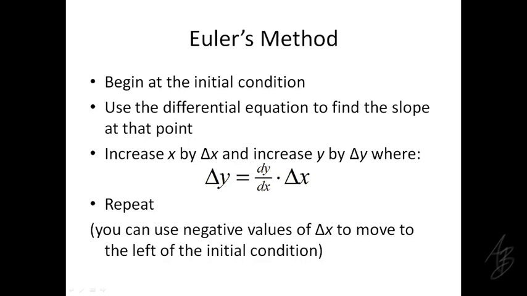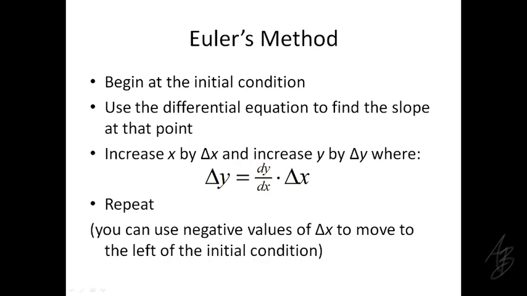So here's the basic idea for Euler's method. We're going to start at some initial condition. We'll use the differential equation to find the slope at that point. And then we'll increase x by some set value delta x, and we'll increase y by delta y, where delta y is given by the derivative times delta x. Remember, this is our solution for Euler's method right here. However, in actuality, this is going to be approximately equal to that. And then we'll just repeat that process as many times as we need to get to the value we want.